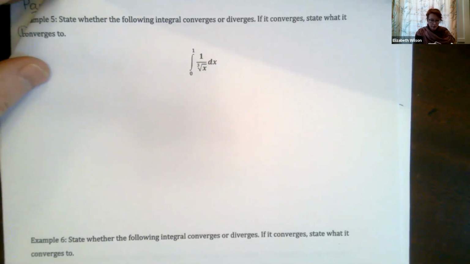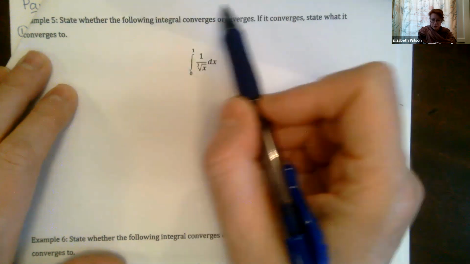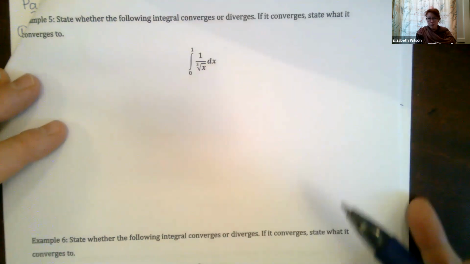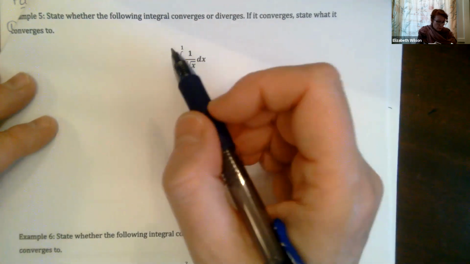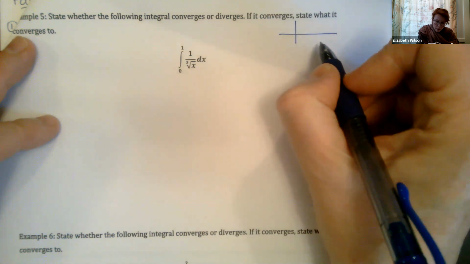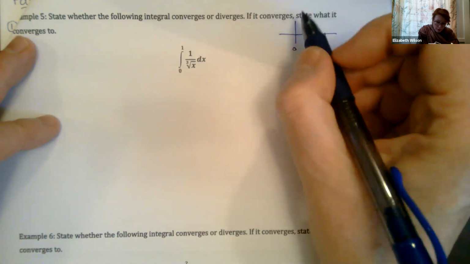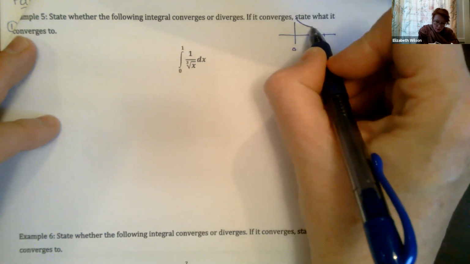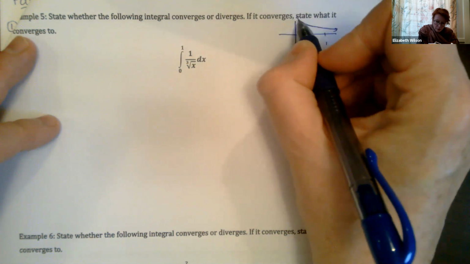Okay, so example number five says, same thing. Does it converge or diverge? If it converges, what does it converge to? So I'm just going to come up with a quick sketch because I like sketches. I'm going to go from 0 to 1. So here's 1, here's 0. And then this thing cuts down. This is a cube root.